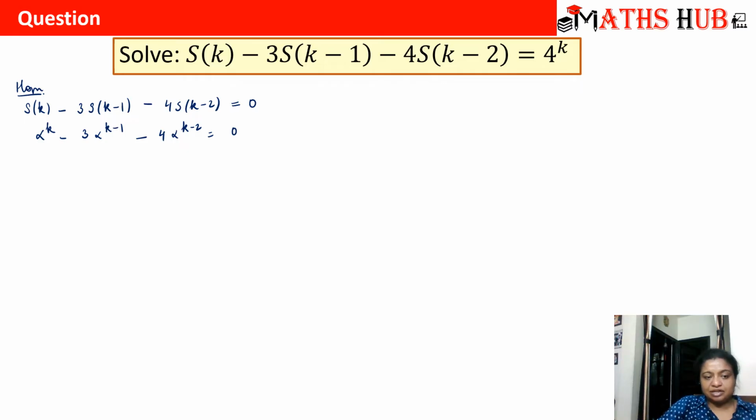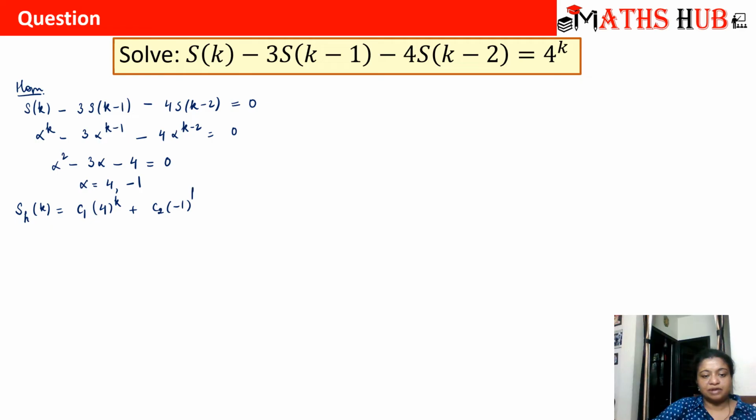So you can take out alpha^(k-2) common. So we will be left with alpha squared minus 3 alpha minus 4 is equal to 0. Right? And when you solve this equation, we'll calculate the roots from solving this characteristic equation. So the roots come out to be 4 and minus 1. Right? Now if the roots are 4 and minus 1, both are distinct roots. So we get our homogeneous solution as C1 4 raised to power k plus C2 minus 1 raised to power k.